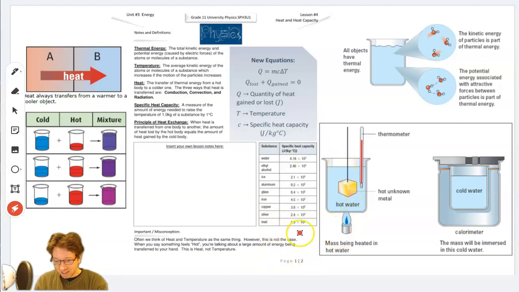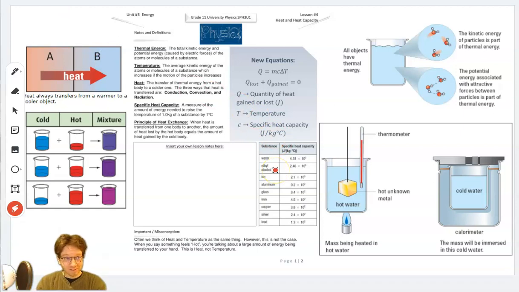I mean, take a look at, say, metal like copper. Copper is only 380. You only need 380 joules to heat a kilogram of copper by 1 degree, whereas water, 4,180. This is why when something's overheating, we pour water on it, because water can absorb the most energy per each change of degree.